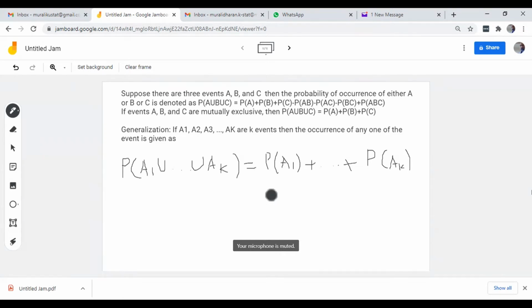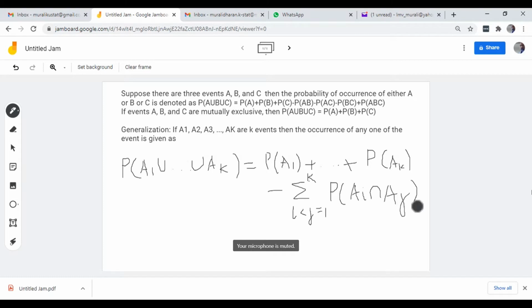Now minus probability of A1 intersection A2, etc. You have many intersection parts. So let me use the notation: summation over i less than j, from 1 to k, P of AI intersection AJ. So you can see all the intersections will be coming there.